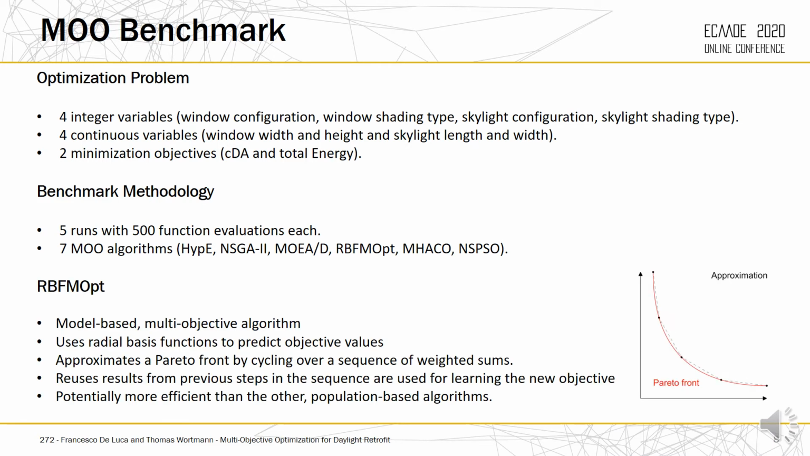RBF-MOPT is a model-based multi-objective algorithm developed by the second author and based on the single objective RBF-OPT. RBF-MOPT uses radial basis functions to learn and predict the objective, in this case a weighted sum of objectives. RBF-MOPT approximates a Pareto front by cycling over a sequence of weighted sums, as you can see on the right. Results from previous steps in the sequence are used in learning the new objective sum. This reuse of results to train the model potentially makes RBF-MOPT more efficient than the other population-based algorithms.